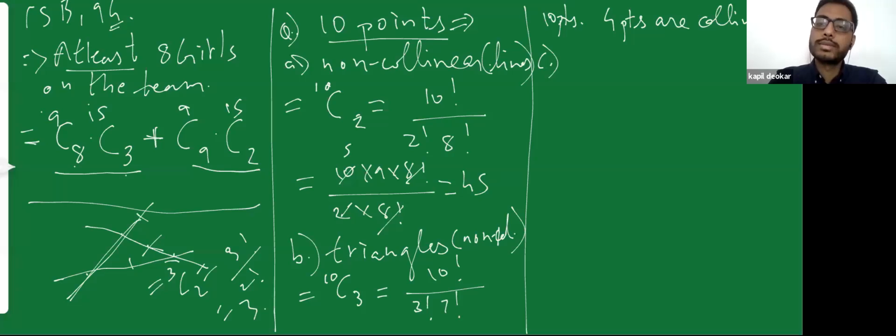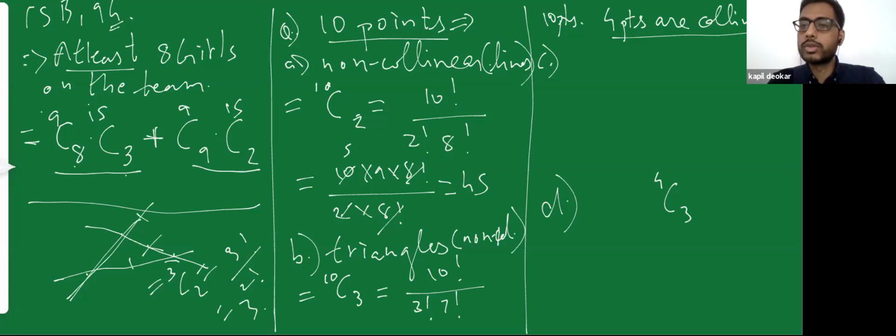Now how many lines can I draw? Let's solve for triangle first. If the 4 points are collinear, I'll find out how many triangles can I draw because of those 4 points. The number of triangles that can be drawn from those 4 points is equal to 4C3. And I'm going to subtract them from the total number of triangles that could be drawn from the 10 points.